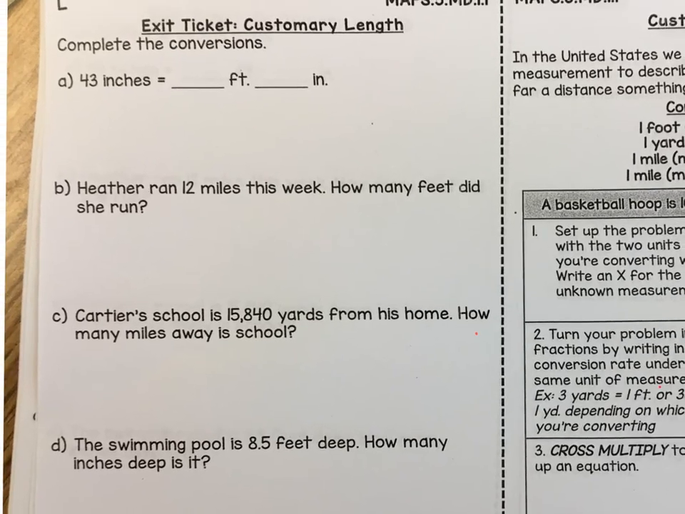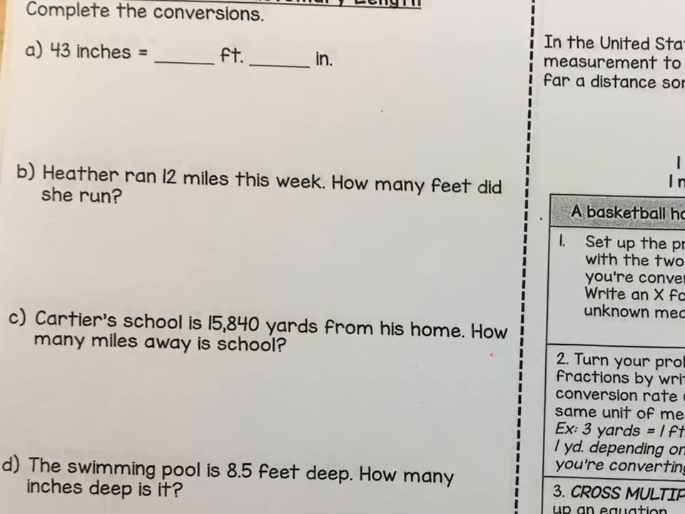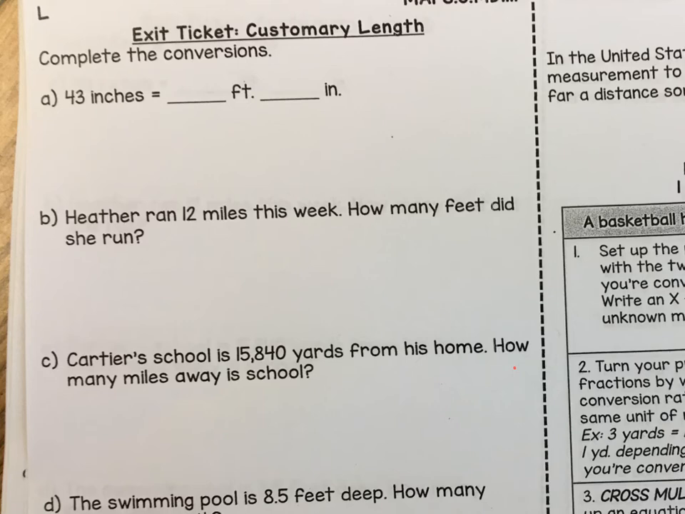Okay, let's go ahead and go back. It says exit ticket at the top, okay? Right now, we are going to look at question A, okay? We have 43 inches. We want to put it into feet and inches. What that means is we're going to have something left over. We're going to have inches left over. And when we have those inches left over, we're going to put them in that blank, okay? I want you to go ahead. You can discuss at your table if you need to. Okay, well, let's take a look at question B.